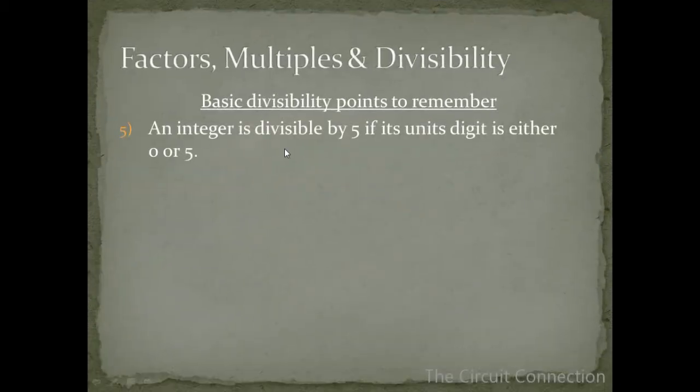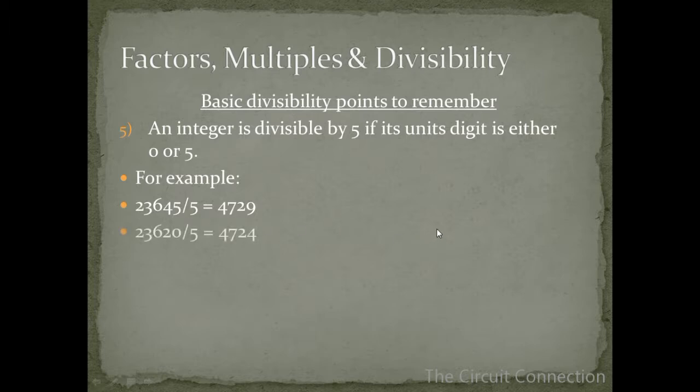An integer is divisible by 5 if its units digit is either 0 or 5. So for example, 23,645 divided by 5 equals 4729. Notice here that we have 5 here in our ones place, our units digit, and that makes it divisible by 5. Or if we have 23,620 divided by 5, that's also divisible by 5 because of that 0 being in the ones place here. And it gives us a result of 4,724.